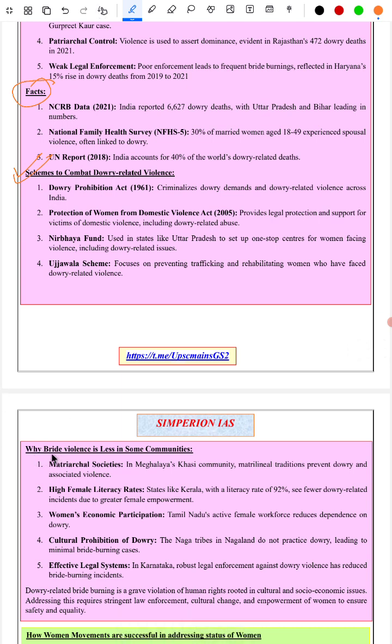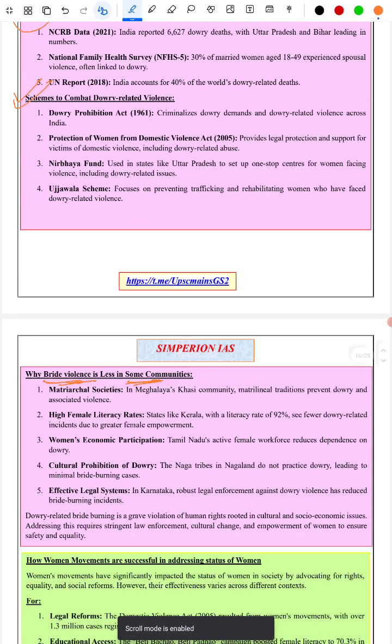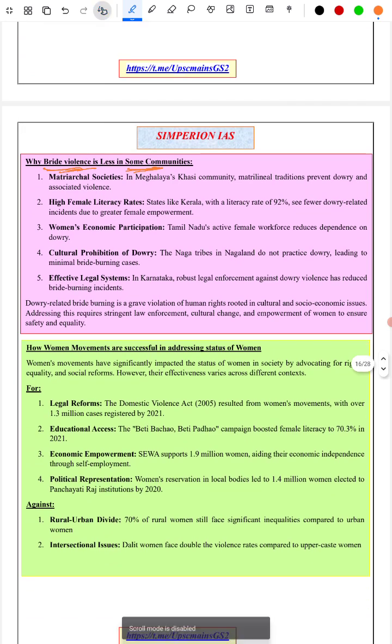And why bride violence or dowry related violence is less in a few communities, a few matrilineal based societies, especially in a few tribes. Why it is less, we have covered that. Why it is less in a few communities and in a few states, we have covered all those things. Up next we have taken how women's movements are successful in addressing the status of women, the role of women's movements in improving the state of women. We have covered both the dimensions, for and against.